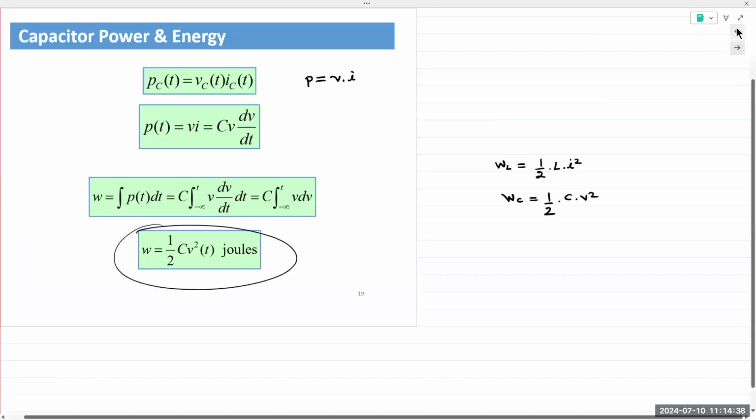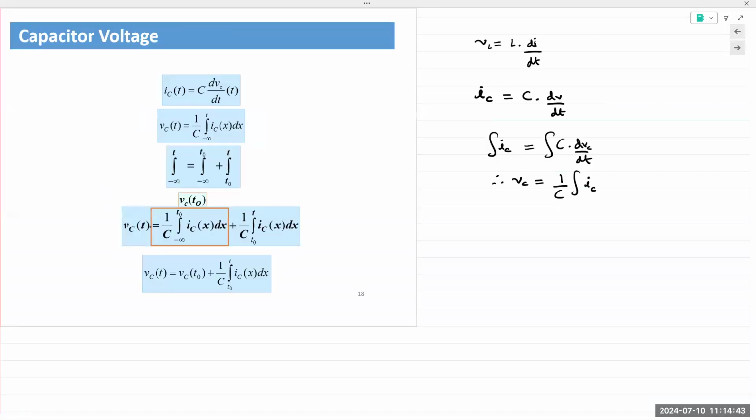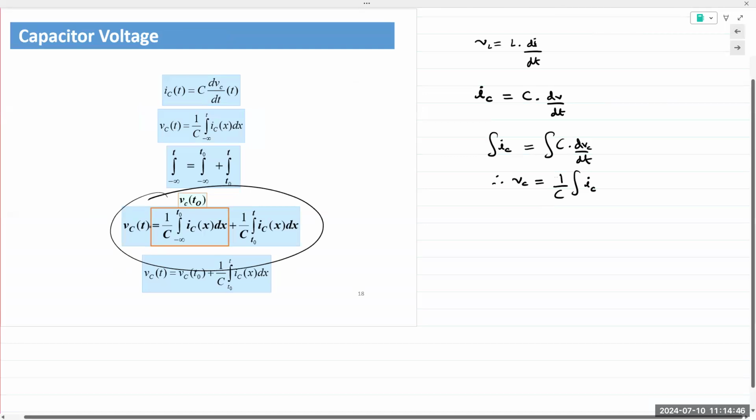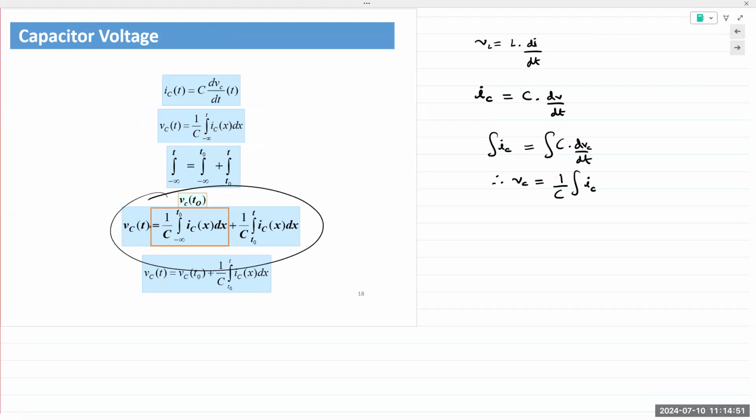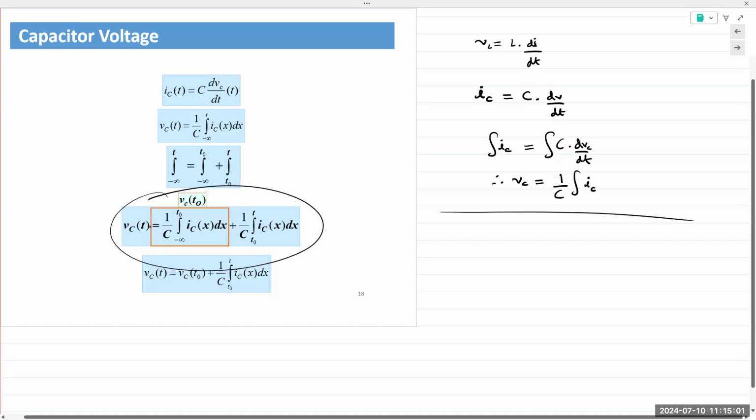So let's go back to this slide, this one right here, where I talk about the integration. Now I'm using the capacitor as an example, but the same concept applies if we were trying to find the inductor current, right? Inductor current IL is the integral of the inductor voltage. So again, IL is 1 over L integral of the inductor voltage. So we'll talk about this right here.